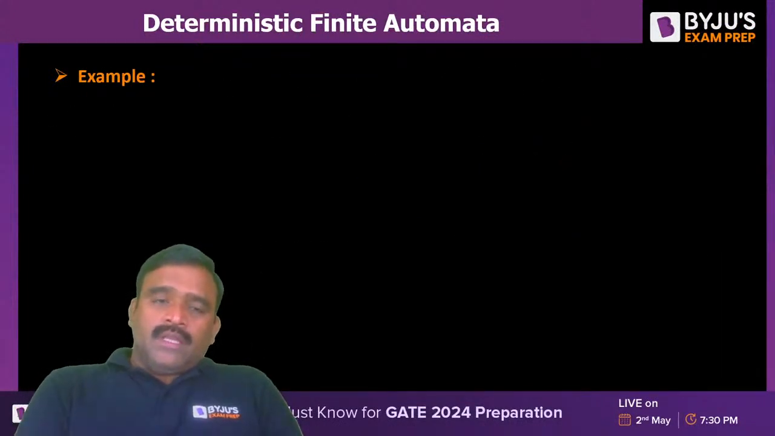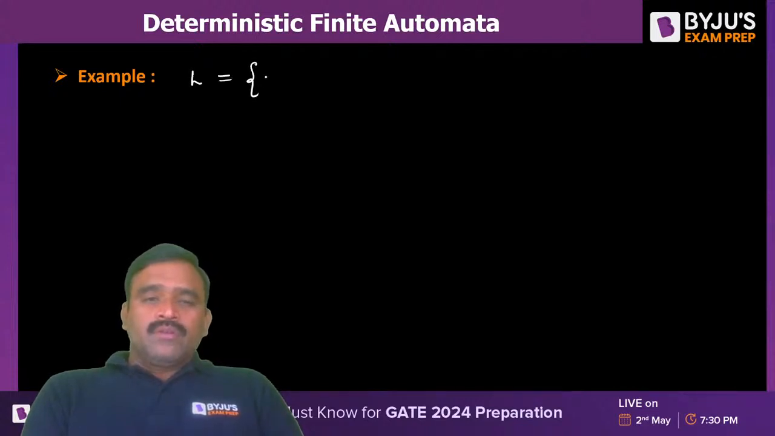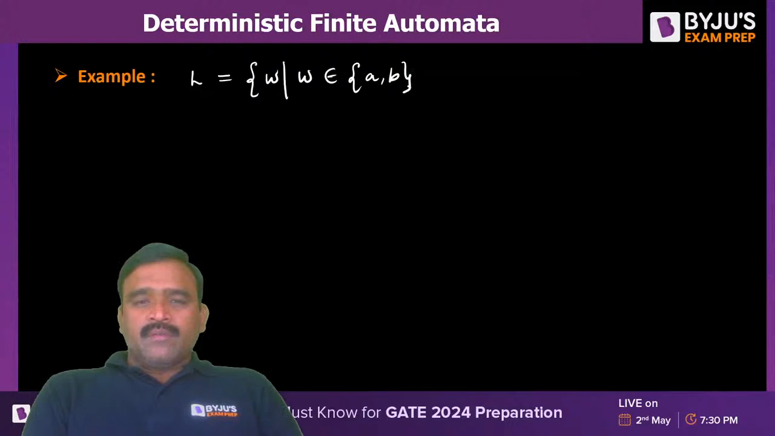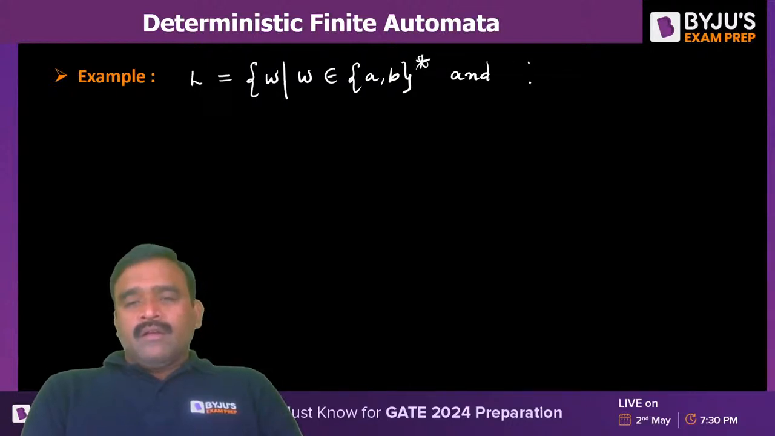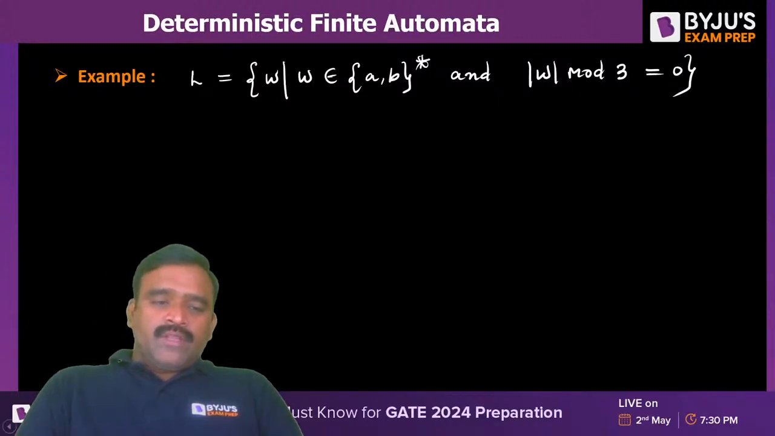For instance, there can be some DFAs which may not require a dead state also. For example, L is equal to the set of W such that W belongs to {A, B} whole star, any combination of A's and B's, and length of W mod 3 is equal to 0. So the string length must be a multiple of 3.